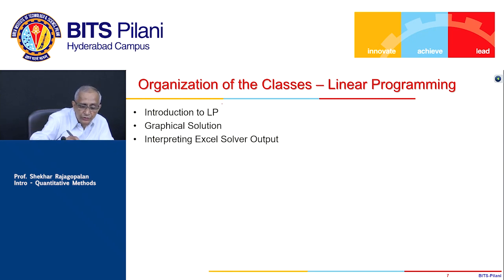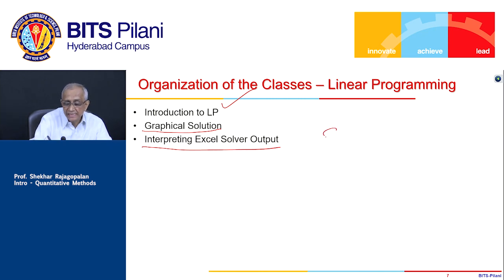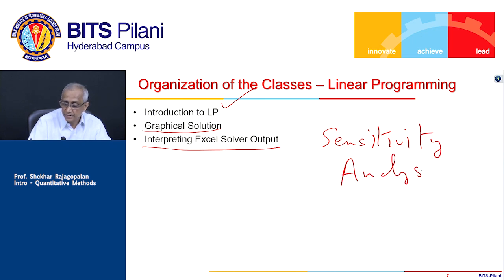The first module is Introduction to Linear Programming. Here we have taken a very simple business problem and we have shown how to formulate it as a linear programming problem. And we solve that using what we call the graphical solution technique. Finally, in the third module, we do something called sensitivity analysis, where we use the output generated by Excel and analyze that.